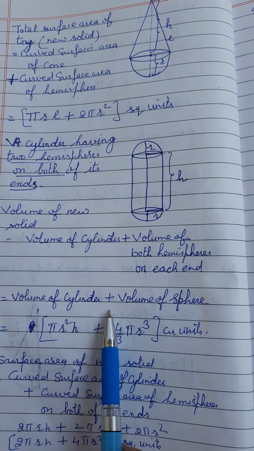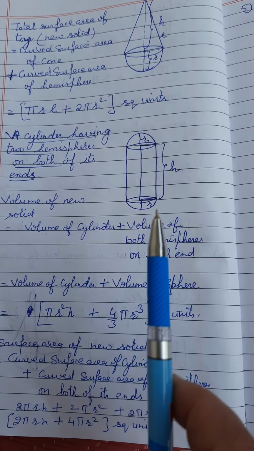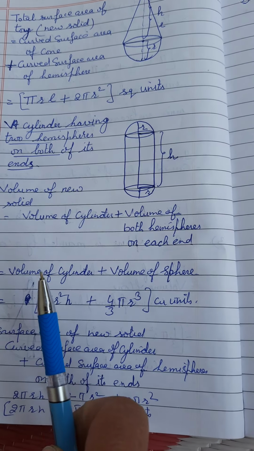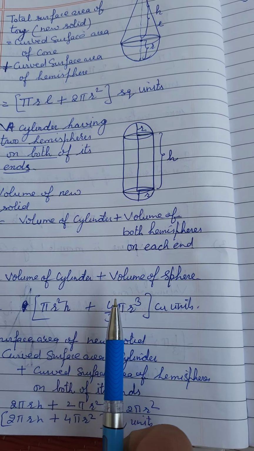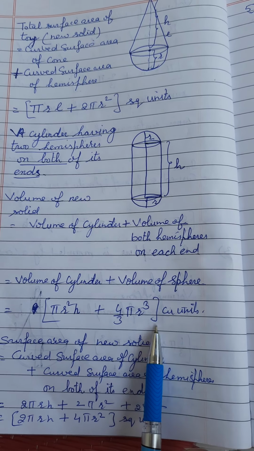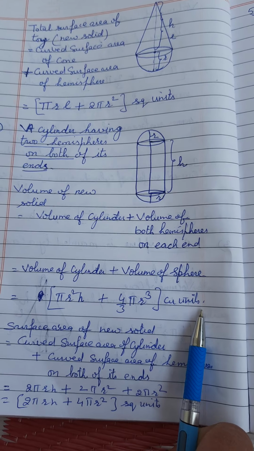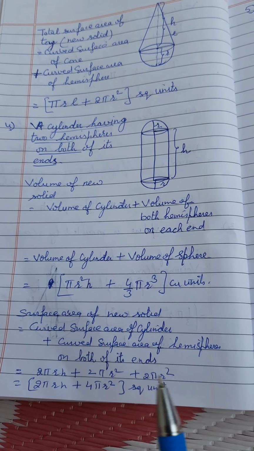Then the volume of the cylinder plus the volume of the sphere, the total sphere. The volume of the cylinder is pi r square h and the volume of the sphere is 4 by 3 pi r cube in cubic units. It gives us the volume of the new solid.